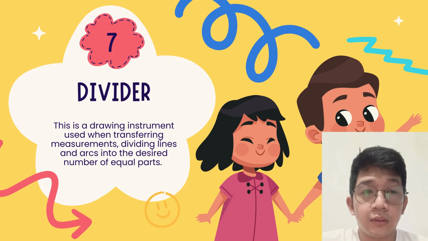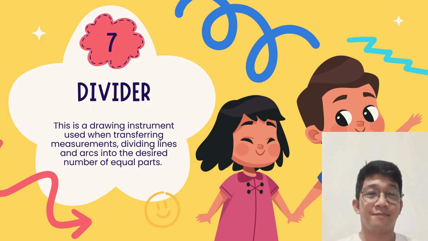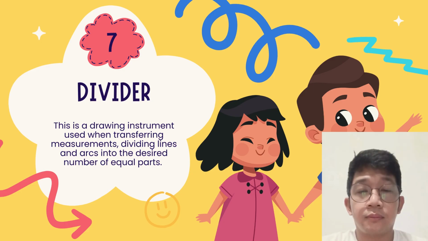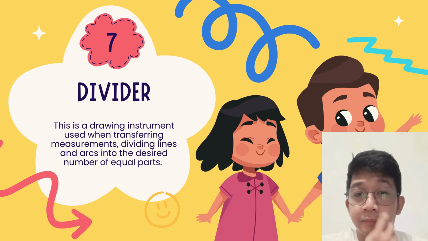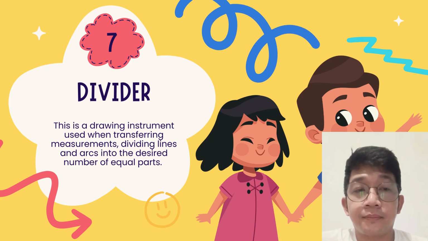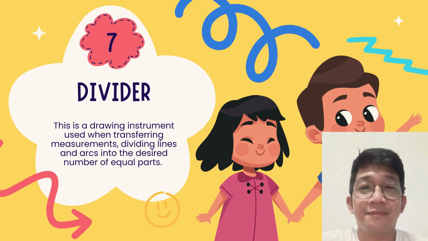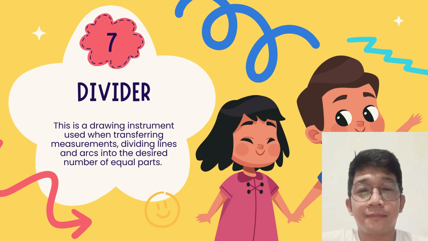Divider. A divider, on the other hand, is used to measure or transfer distances from one part of a drawing to another. Both of its legs have sharp metal points, with no pencil attached. It helps in comparing lengths, dividing lines into equal parts, or transferring measurements directly from a scale to the drawing.